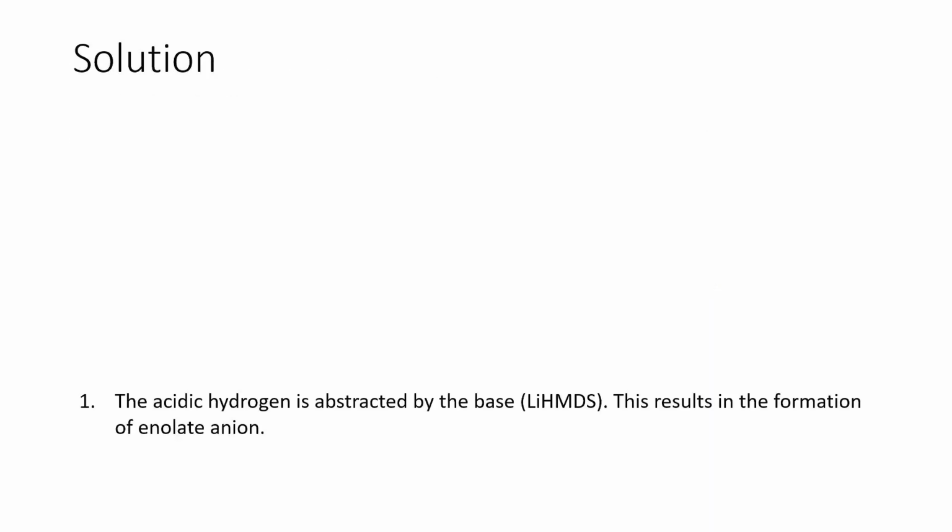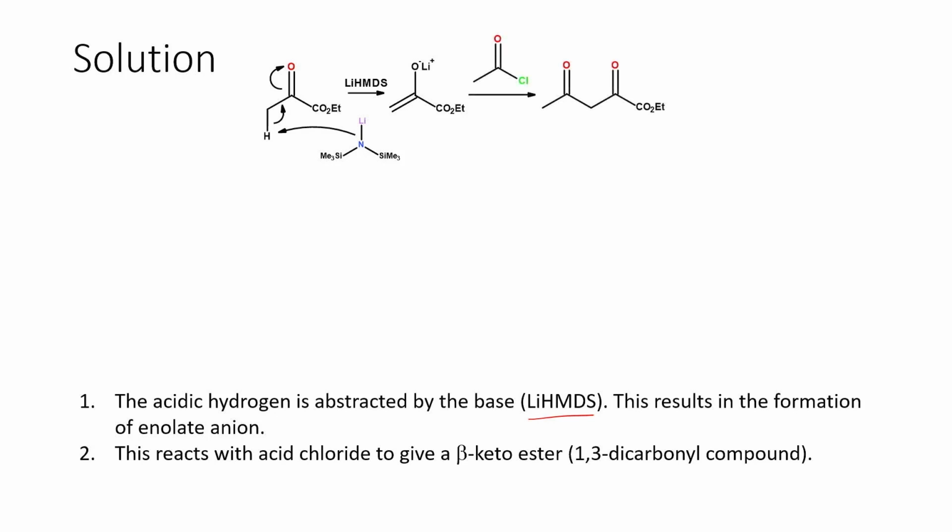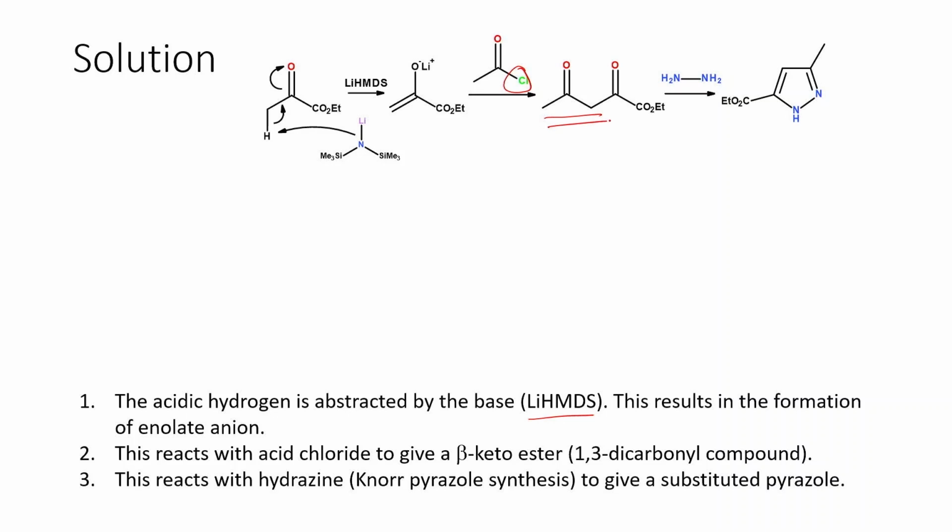So let us look at how the reaction actually will proceed. The first step is the acidic hydrogen being abstracted by the base, which results in the formation of an enolate anion. Once the enolate anion is formed, it will react with either the acid chloride or the ester. We know chloride is a very good leaving group compared to an OEt unit. So in other words, in this particular case, the acid chloride reacts much faster than the ethyl acetate. That leads to the formation of the beta ketoester.